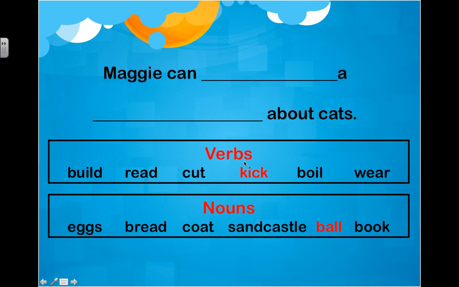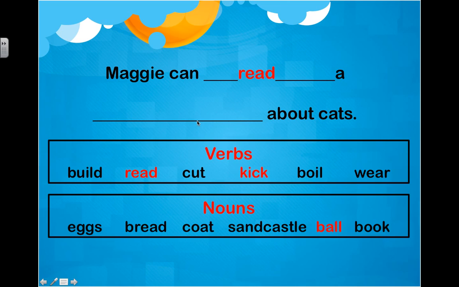Let's try another sentence. Read this sentence with me. Maggie can blank a blank about cats. Can you build something about cats? No, not when I think about the word about. Can Maggie read something about cats? That word makes sense here, to add that verb here. Maggie can read a blank about cats.